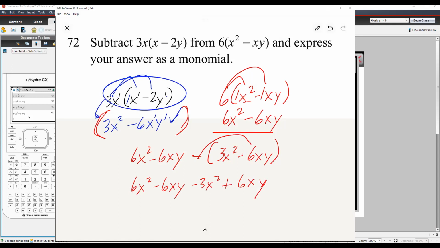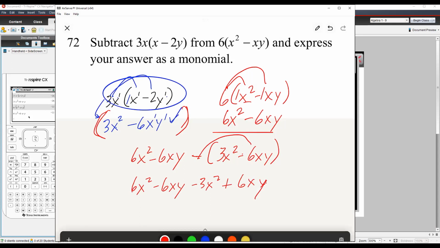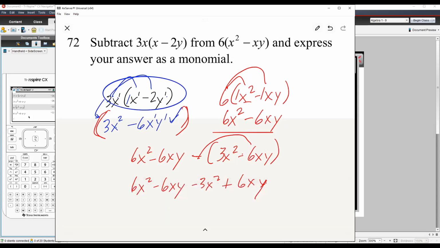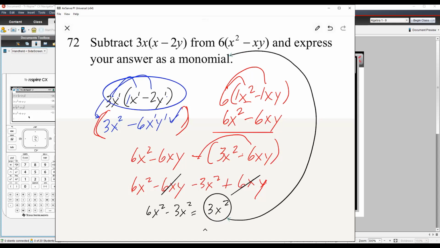And now when we look at this, you can see that the -6xy and the positive 6xy are going to cancel out. And then all I'm left with is 6x squared minus 3x squared, which is going to be 3x squared. So this is one term, which is the monomial, and we are done. So all we have to do now is check it. I'm saying that the answer, when I subtract this from this, I'm going to get this.